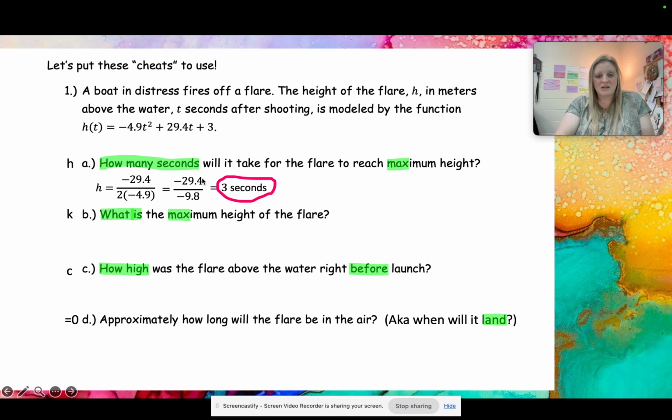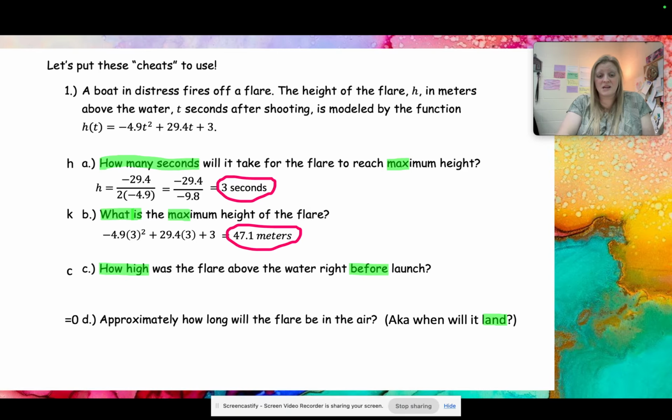Then to get my k, I'm going to take that 3 and plug it in for x, or in this case, t. Just like that. And that's where I would just pick up the calculator and type that whole thing in, just one smooth entry. And it's going to be about 47.1.